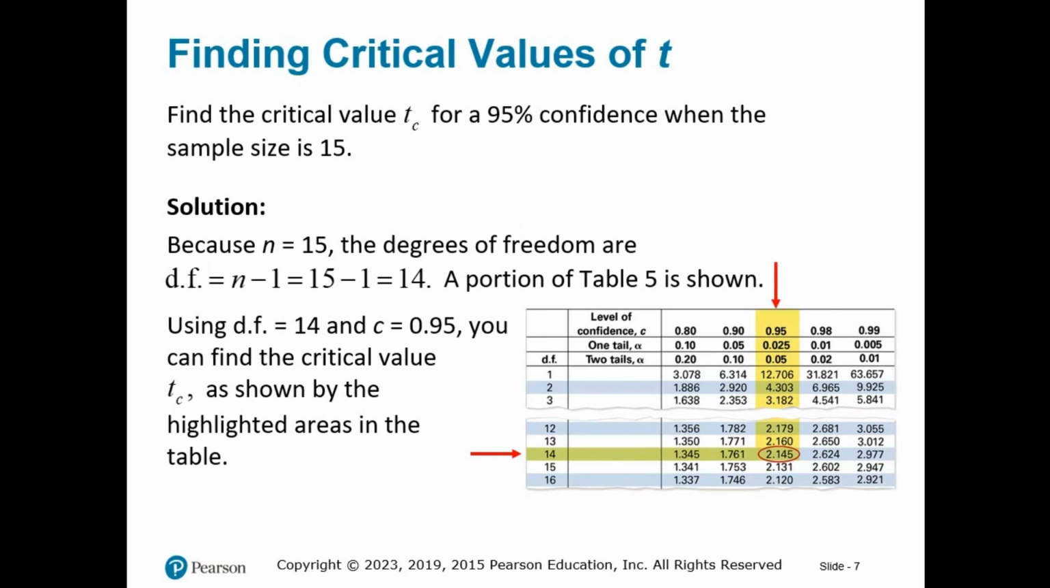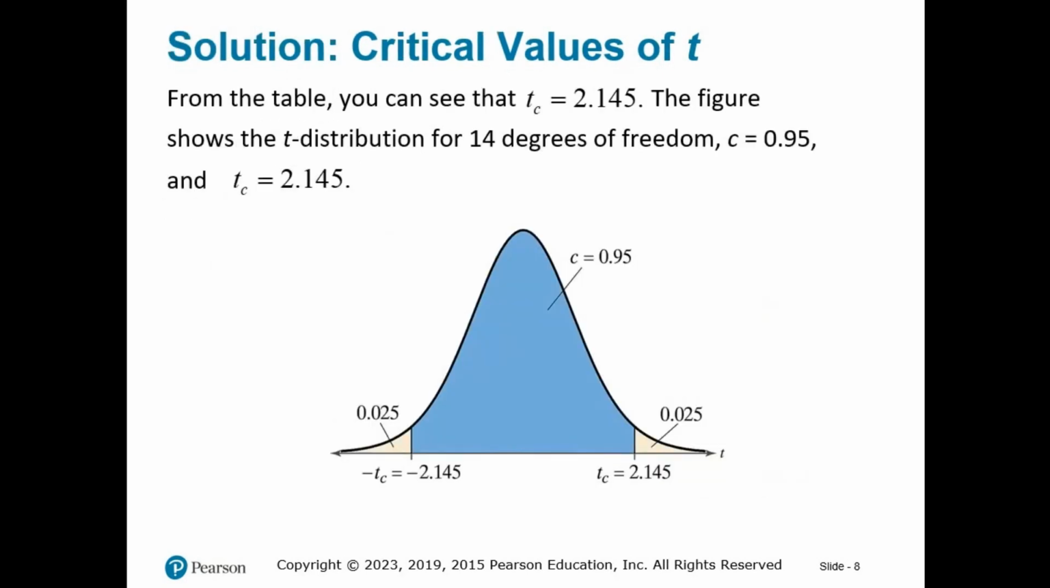Then we find where they intersect. For this one, it's 2.145. This is what it looks like on a graph. Very similar to what we did with z-distributions. At this point, you're probably wondering if there's a calculator shortcut like there was in the last section, and you'd be right. Yes, there is.